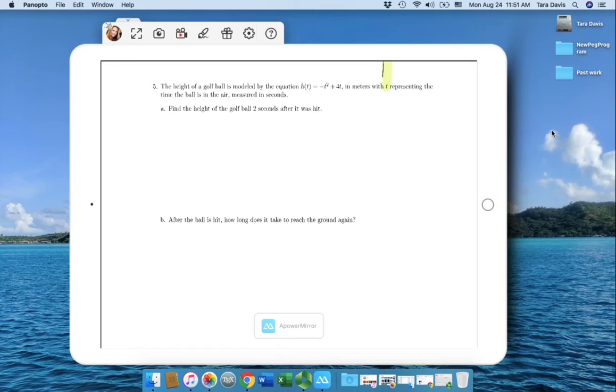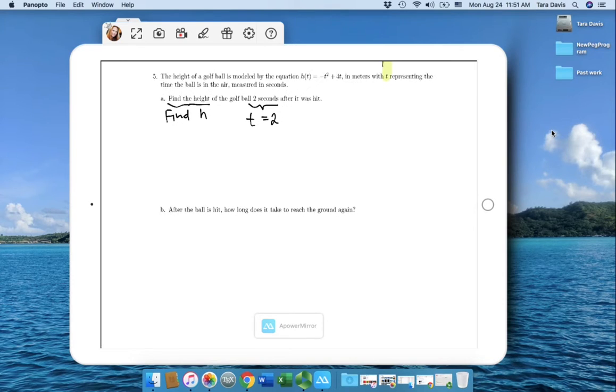Okay, so let's figure it out. We have to find the height, so that means we're trying to find h, which is the y value basically, and we're given that it's 2 seconds after it's hit. So t is 2, because it says that t represents the time in seconds. So now we can use the equation negative t squared plus 4t equals h to find h when t equals 2. That is, I will plug in t equals 2.